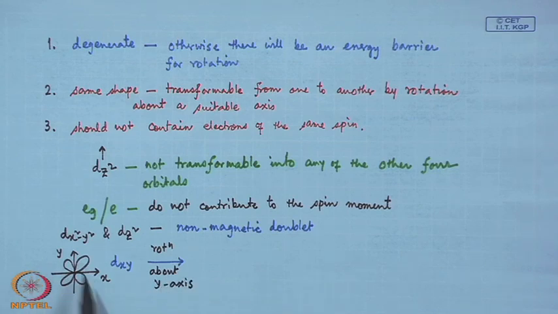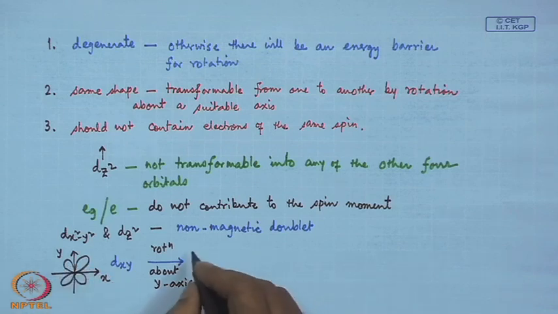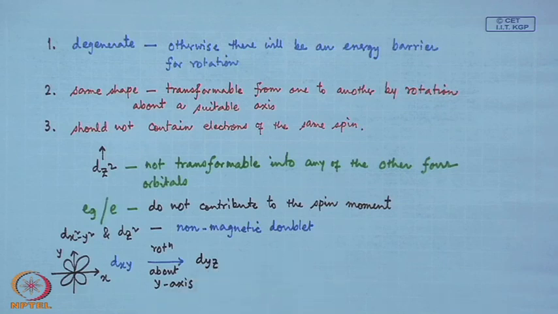so about the y axis we rotate this orbital, it is not moving from this x plane, so it will be going to y and this perpendicular z plane, which is basically giving rise to the dyz orbital. So, we can go from this dxy by rotation about the y axis to dyz. So, an electron from this level can go to this level and can contribute in terms of this orbital rotation.